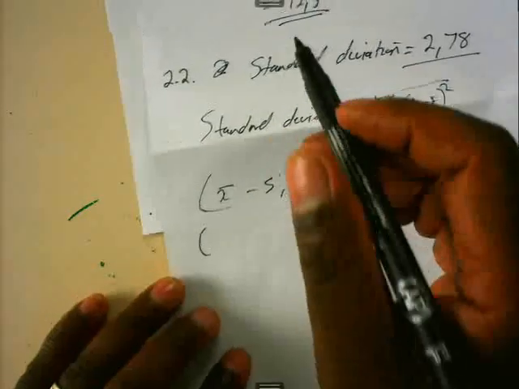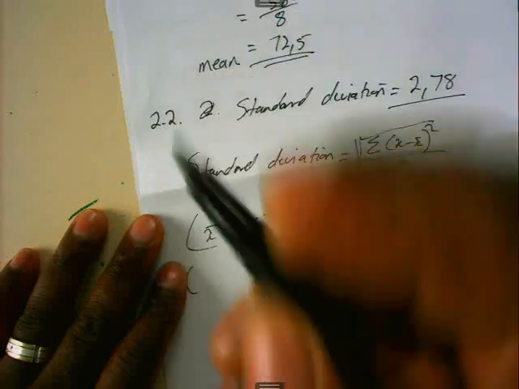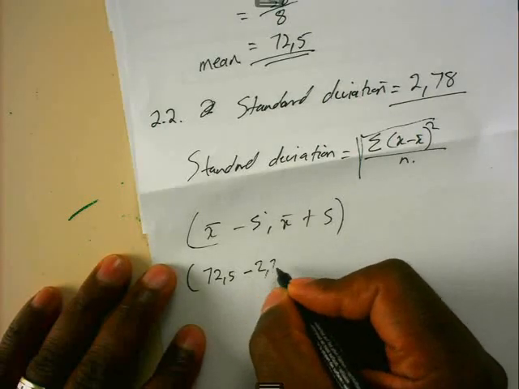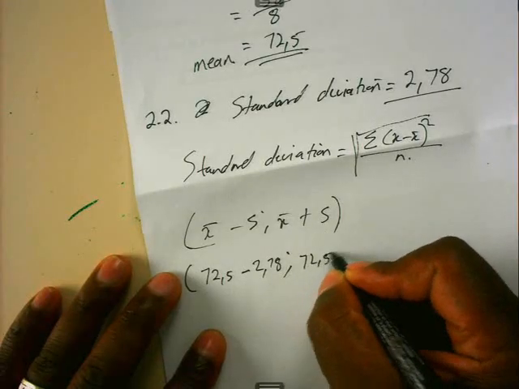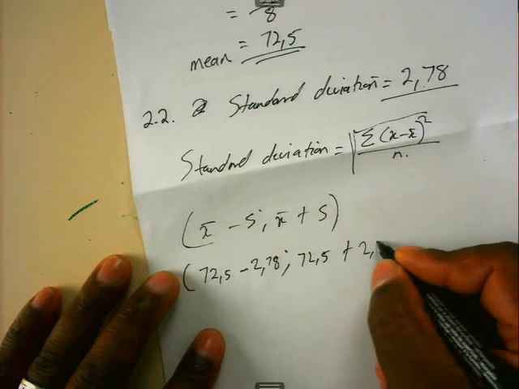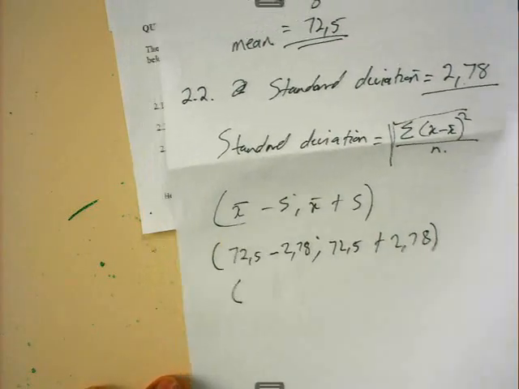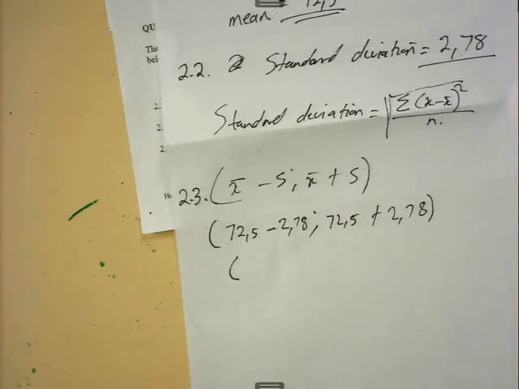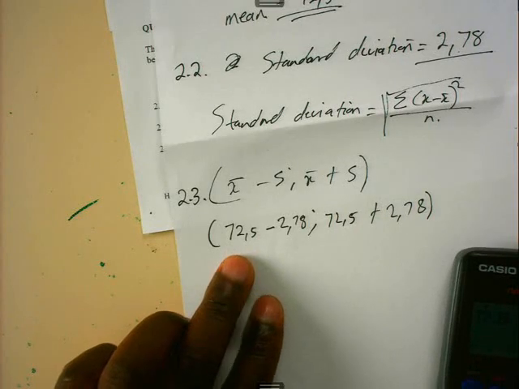And then remember our mean, let me take you back, 72.5. This was our mean. So you've got 72.5 minus standard deviation, which is 2.78. Second coordinate, mean 72.5 plus standard deviation, 2.78. Let's check the coordinates. Remember here we are now answering 2.3. Maybe I should number it correctly because numbering is key. Mean minus standard deviation, mean plus standard deviation. Let's check the difference. 72.5 minus 2.78.